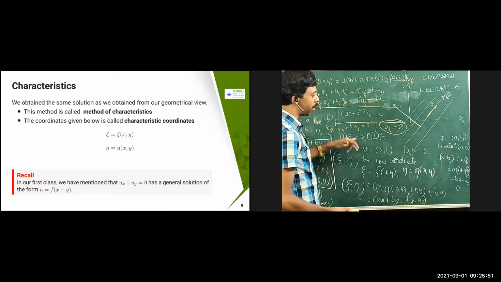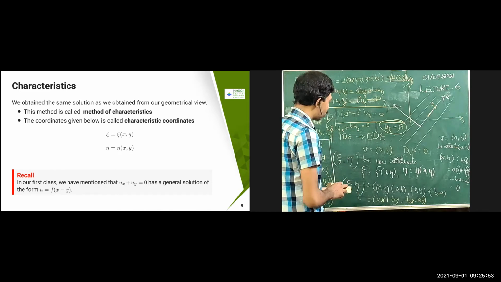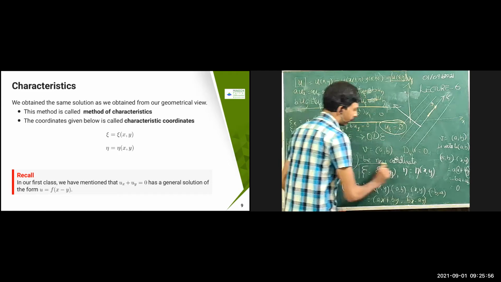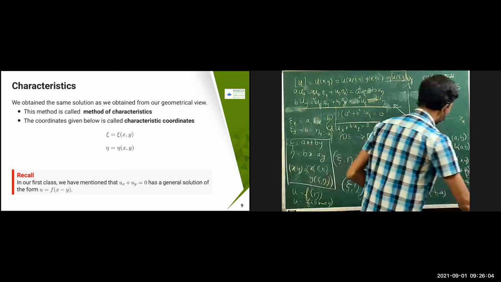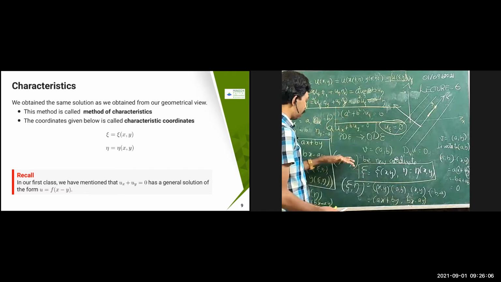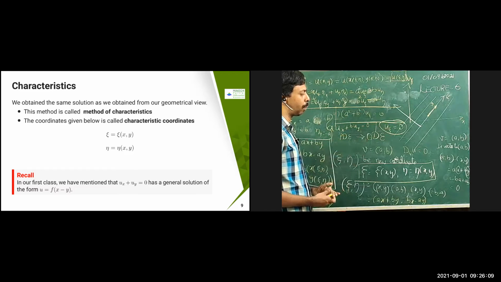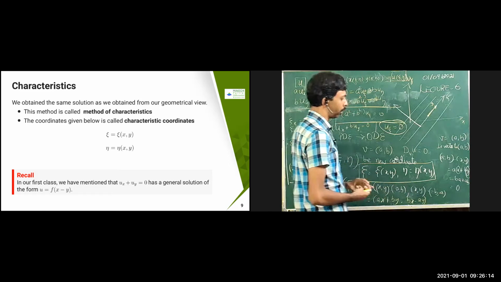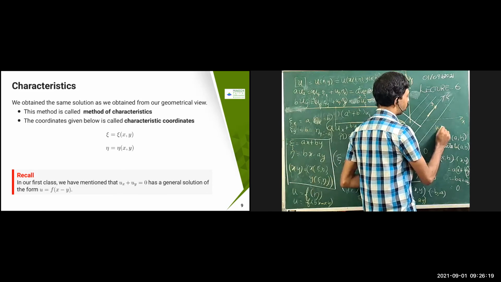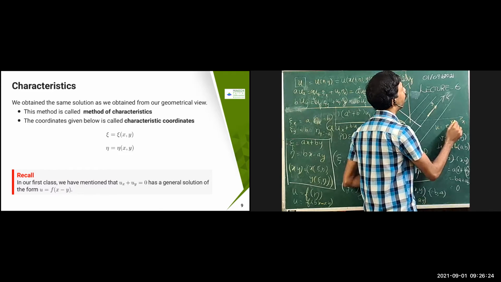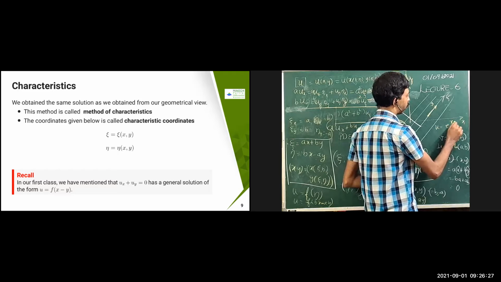So this method is called the method of characteristics, and this coordinate system chi equal to chi of x comma y and eta equal to eta of x comma y is called the characteristic coordinates. It is called that because it characterizes this problem in such a way that we reduce it to a simple problem and then solve it. You remember in our first class we took the problem u equal to e power x, and then we solved it. I think we also took u equal to e power x plus y.